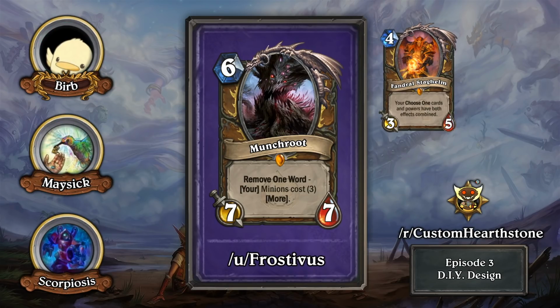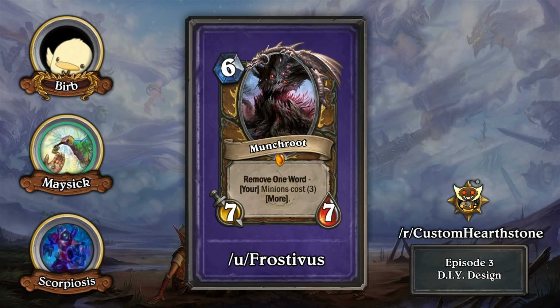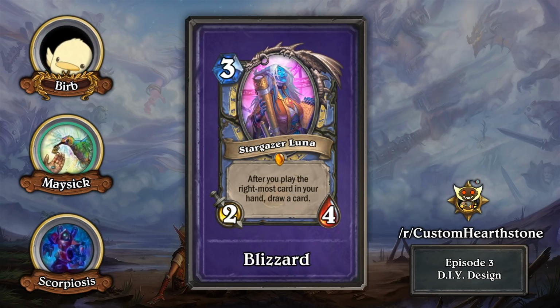Yeah. But yeah, I guess we can move on to a not custom card, which is actually Blizzard's card in the Boomstay project, and that is Stargazer Luna. So it's a 3-mana 2/4 mage legendary, and it says after you play the rightmost card in your hand, draw a card.